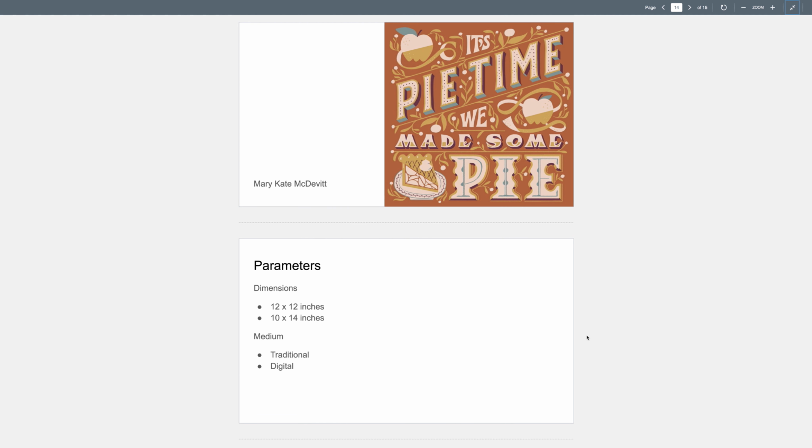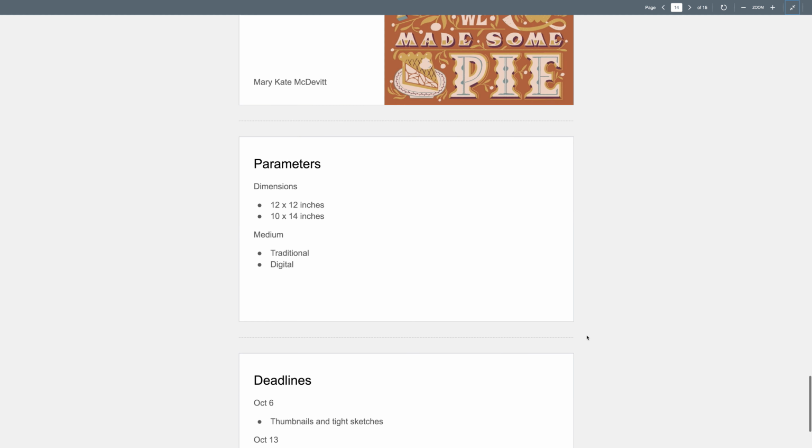So your parameters are that you can choose either a 12 by 12 inch square or a 10 by 14 more traditional poster, horizontal or vertical. Because this isn't a core class, I'm not as concerned about what medium you're using, whether traditional or digital. For this one, I really want you to focus on creating an interesting image and interesting lettering. That's really more the focus of this piece than the medium you use.